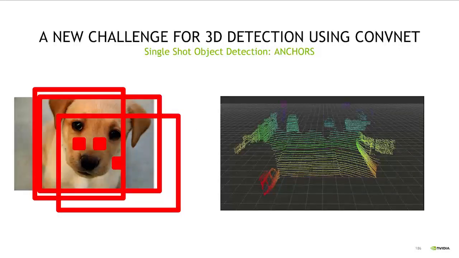So, for single-shot object detection, we have to generate a new set of coordinates that could cover the center of these bounding boxes.